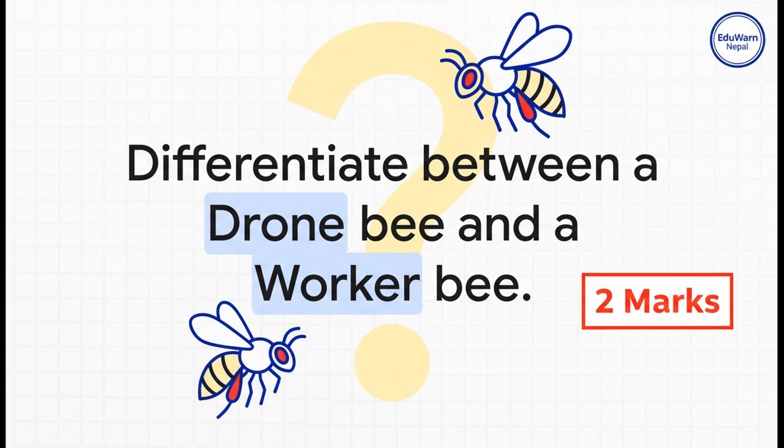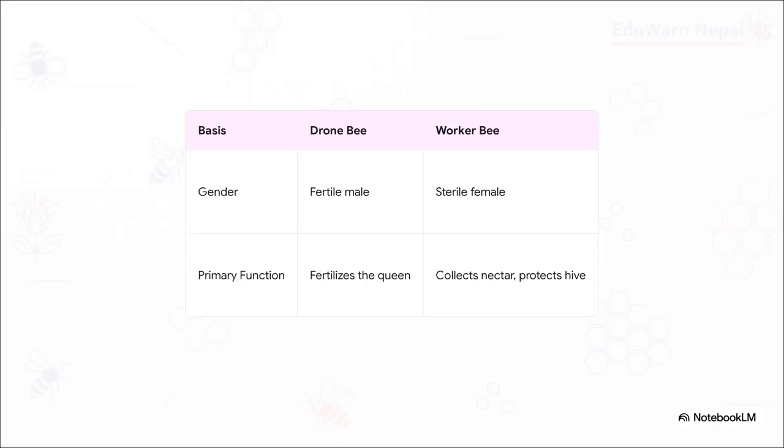You'll be asked to compare 2 types of bees. For 2 marks, you need to give 2 clear, valid points of difference, and you have to present them properly. For any differentiation question, you must use a table. This is the format they expect. You state your basis for comparison in the first column. So for gender, drone is a fertile male, worker is a sterile female. That's 1 complete point, earning you 1 mark. Then for function, drone fertilizes the queen, worker collects nectar and protects the hive. That's your 2nd mark. 2 points, 2 marks, secured.